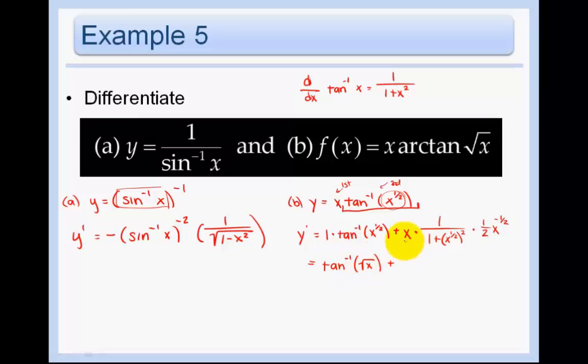What do we have? We have an x and we have a root x on the bottom, which would leave us with a root x on the top. We have this 2 times 1 plus root x squared, which is just x. And that's our final answer. So that's it for this lesson.